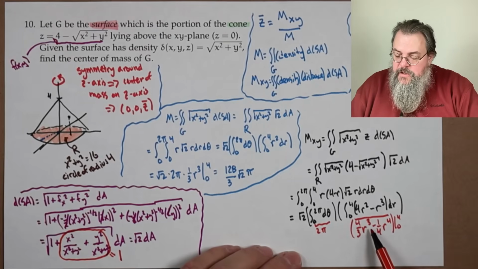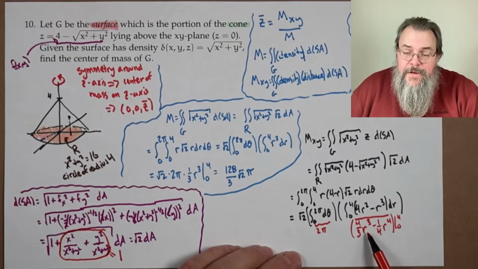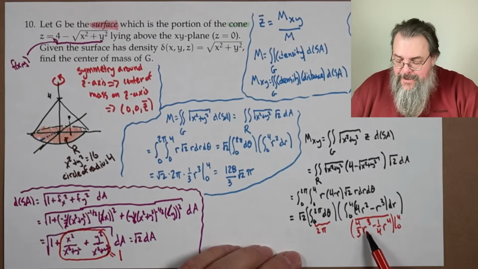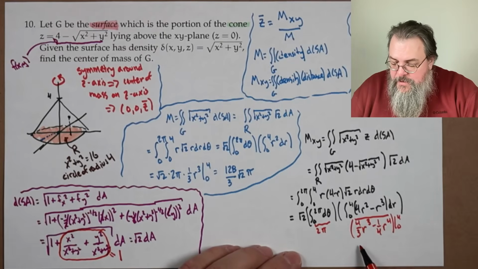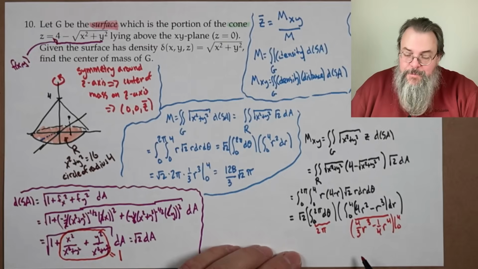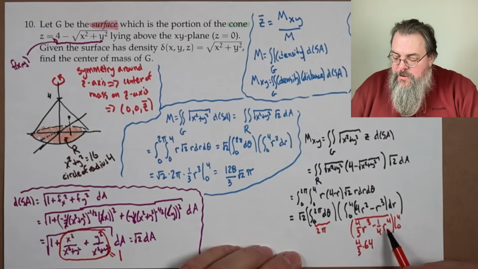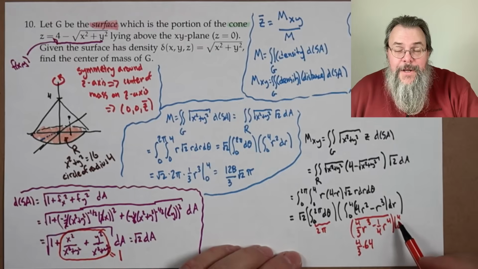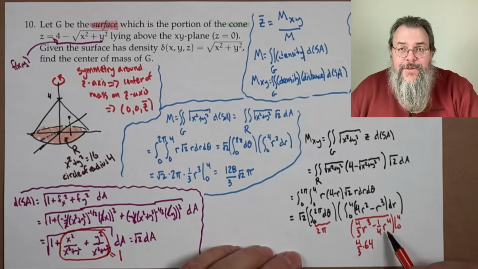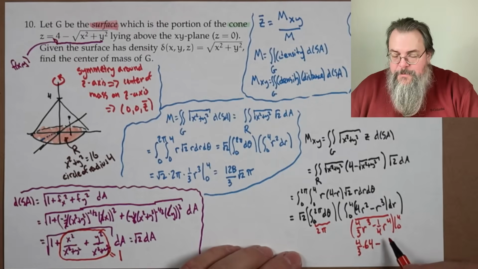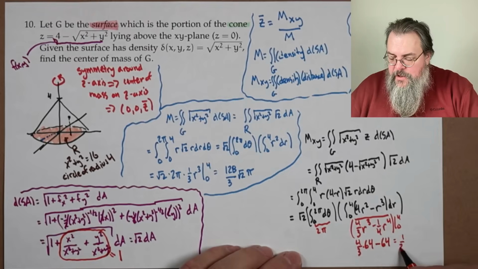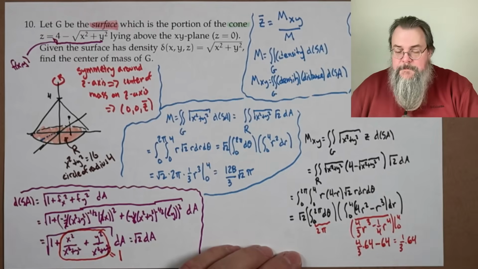4/3 times 4 cubed. Well, 4 cubed is 64. Well, let's just say that's 4/3 times 64. Now, what do we have here? Well, we have 1/4 times 4 to the 4th. Now, the 4 to the 4th and the 1/4 cancel off, and that's really 4 cubed, which is really 64. So this is really 1/3 times 64.